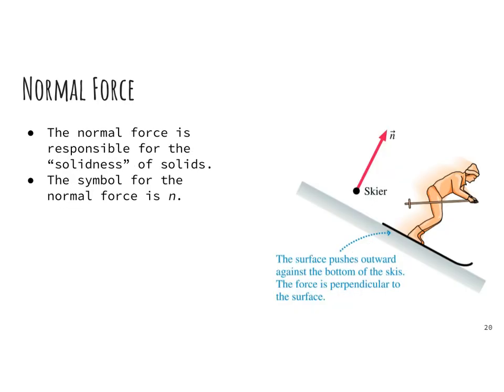The normal force is what's responsible for objects being solid, and we use the letter N for the normal force. In this case, the skier here is going down a slope, but like we said, the normal force is always perpendicular to the surface, so it goes straight up off the surface. It's not straight up. If it were, looking at the skier, it would be like this, but instead it's perpendicular to the surface, so it's always normal to the surface, and that's how we should think about it.